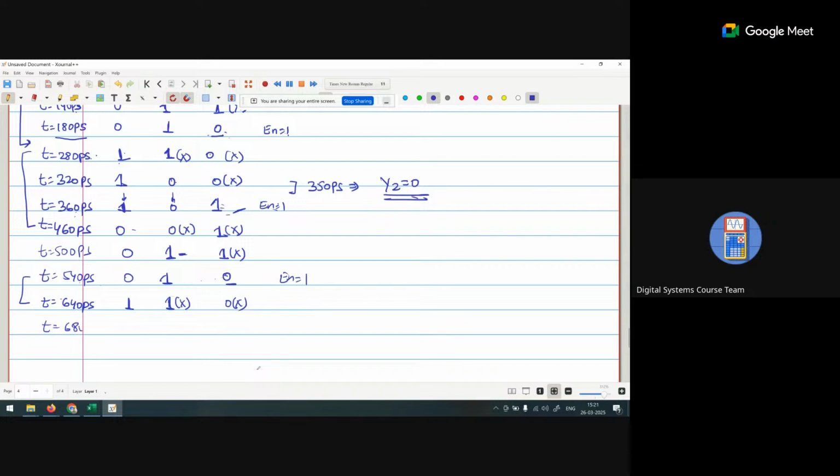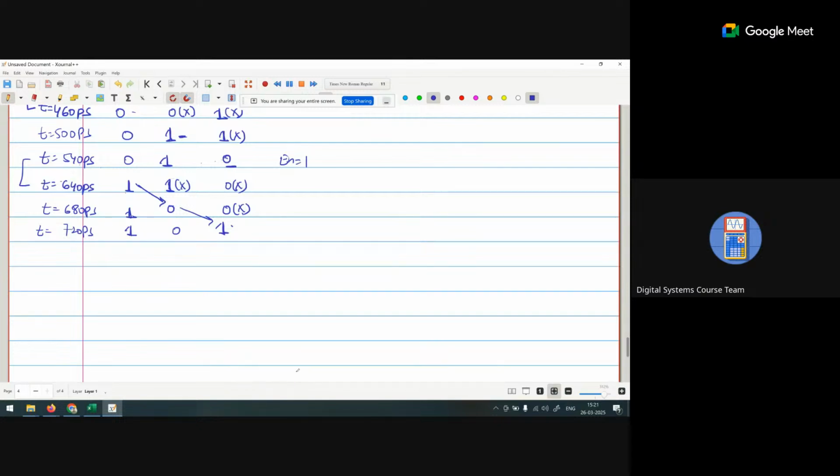Now t is equal to 680 picoseconds. So 1 as it is. With this one we are getting a naught, so it becomes a 0, and this is invalid. t is equal to 720 picoseconds. This 0 and this 0 are both the same, and because of this we are getting a 1 here. Now at 720 picoseconds, y2 is changed. Enable is also 1. So after t is equal to 820 picoseconds, this becomes 0. Now these two are invalid.